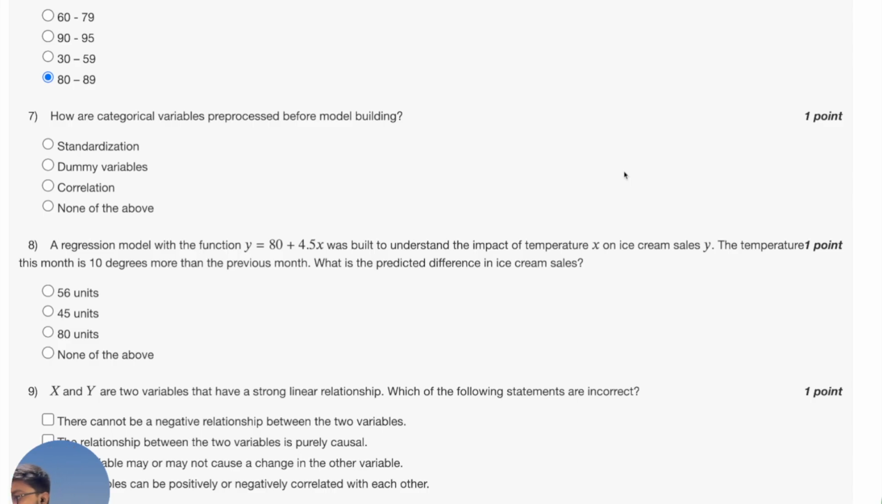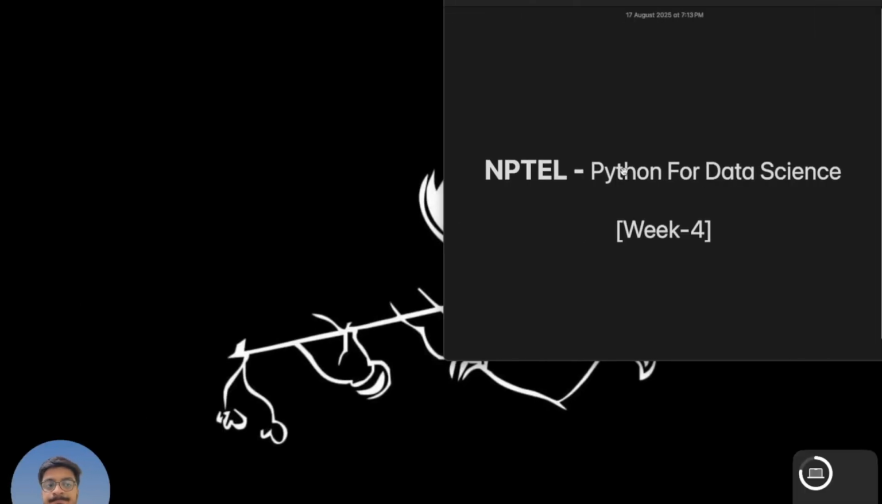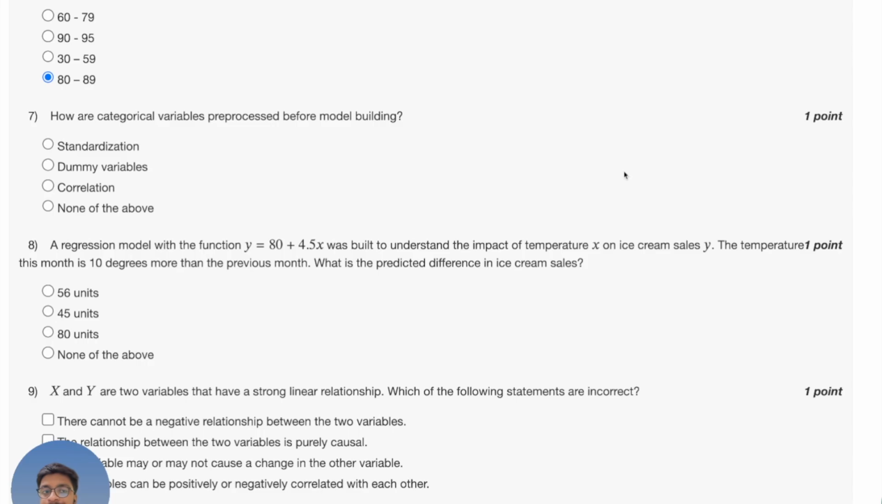Where were we? We need to know why we need pre-processing for categorical variables. When we build machine learning models like logistic regression, decision tree, random forest, the computers work with numbers, not text. Okay, this is encoding techniques, right?